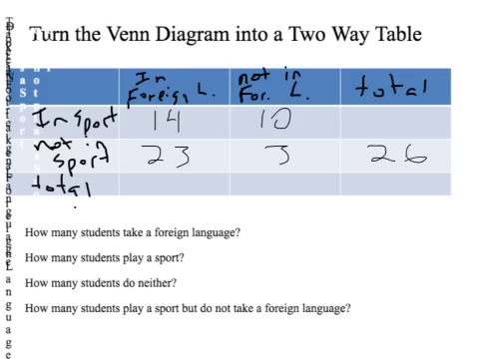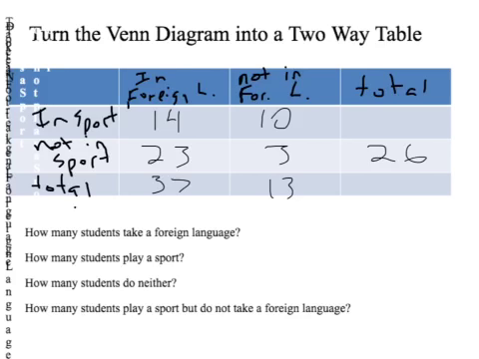And you can add down to get your totals. 14 plus 23 would be 37. 10 plus 3 would be 13. Now make sure you're right. These numbers should add across to give you 50. 37 plus 13 does equal 50. And then these numbers adding down should equal 50 also. 24 plus 26 equals 50.